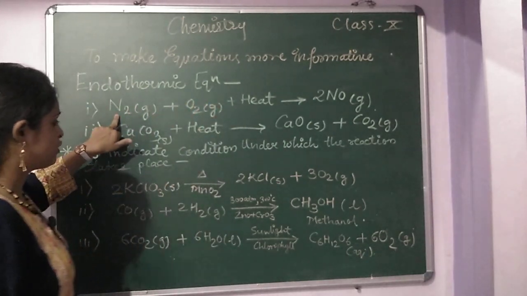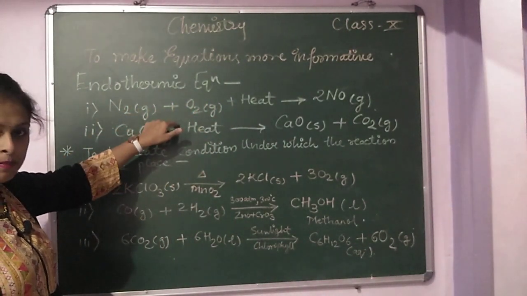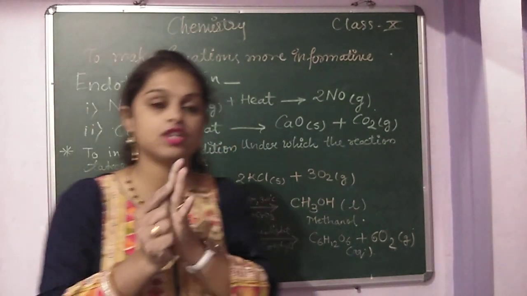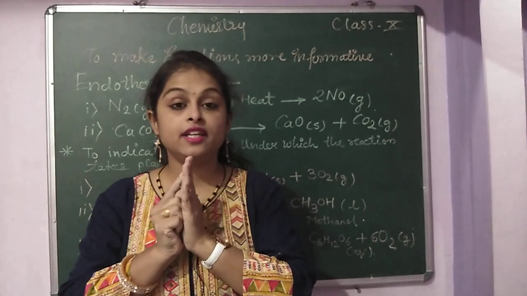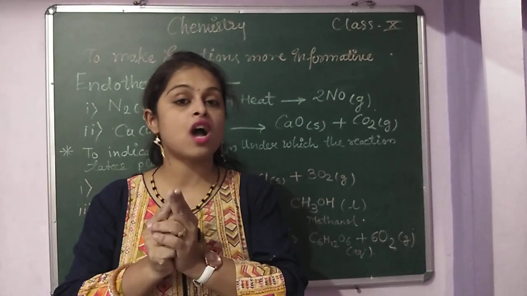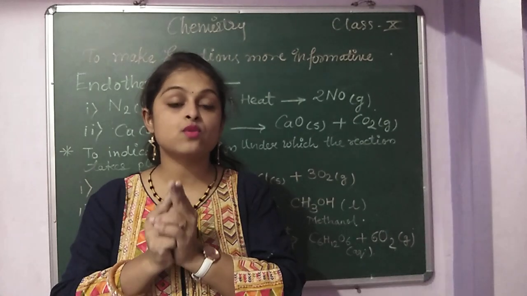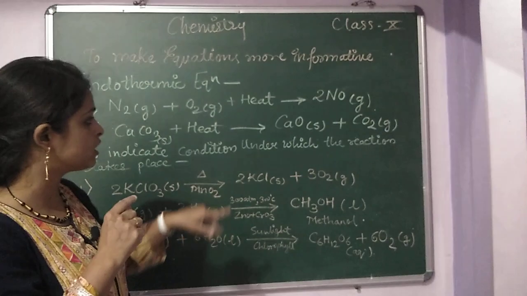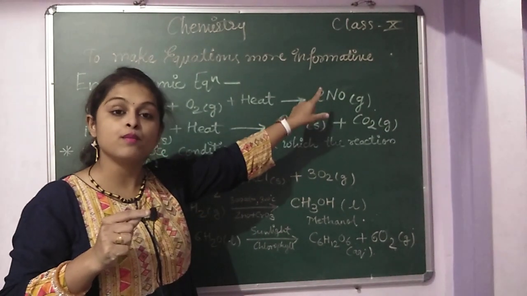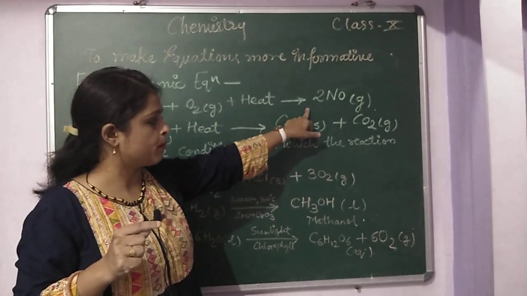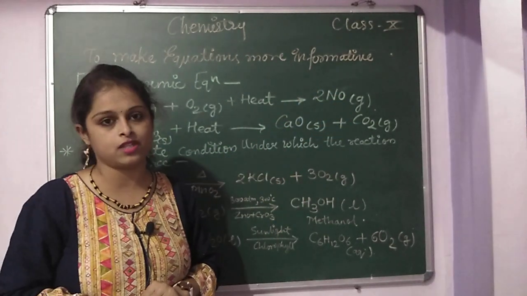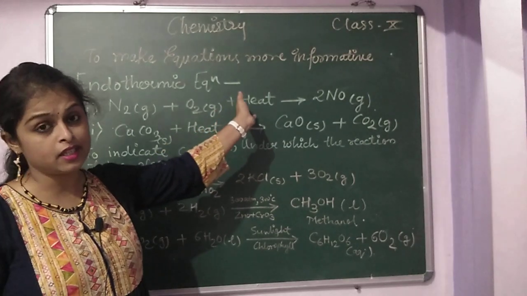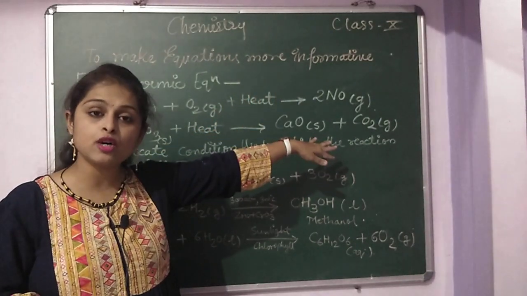Clear? So nitrogen and oxygen, when they combine, see, this is not very easy. They need very high temperature. They need a temperature of 3000 degrees Celsius, then only they convert into nitrogen monoxide. Then they are forming the gas nitrogen monoxide. Is it clear? During this reaction, what is happening? They are absorbing the heat and then only they are giving us the product.